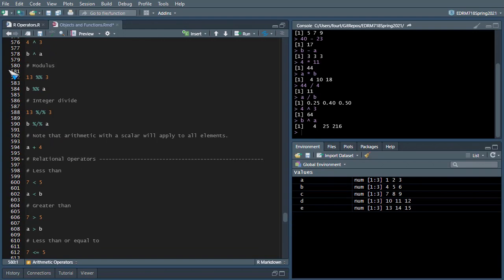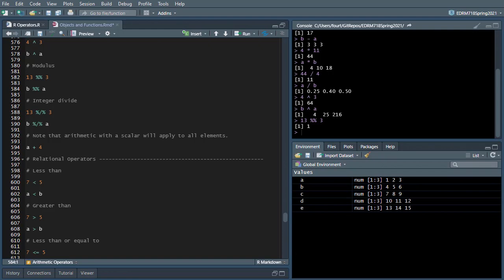Then there's modulus. Let's look at what modulus does. 13 modulus, and that's two percent signs in a row, 3. When you do 13 modulus 3, you get a 1. What just happened? Well, what it did is 13 divided by 3, which would be 4, but there'd be 1 remaining. Modulus asks for what's remaining after you do the division.